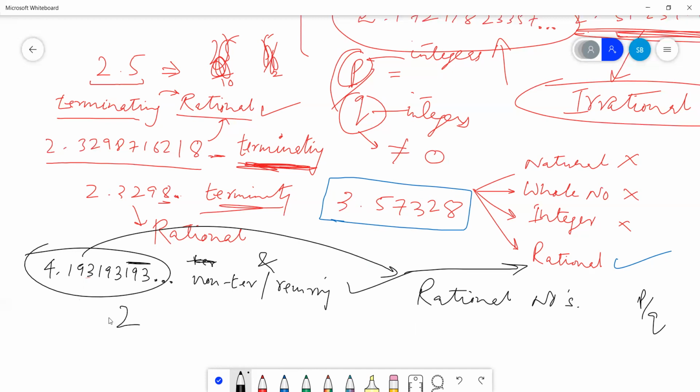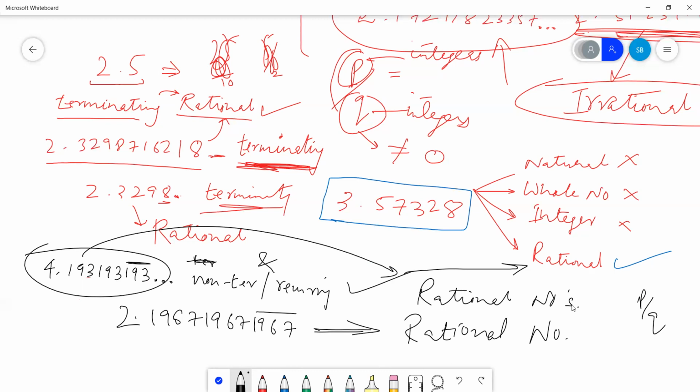What about 2.1967, 1967, 1967, and so on? 1967 is repeating. It's non-terminating. It is non-terminating, yeah. And is it recurring or non-recurring? It's recurring. So if the decimal is non-terminating and recurring, is it rational or irrational? Irrational. No, it is rational. That's what I was saying to you. It is a rational number. Are you following? It is a rational number.